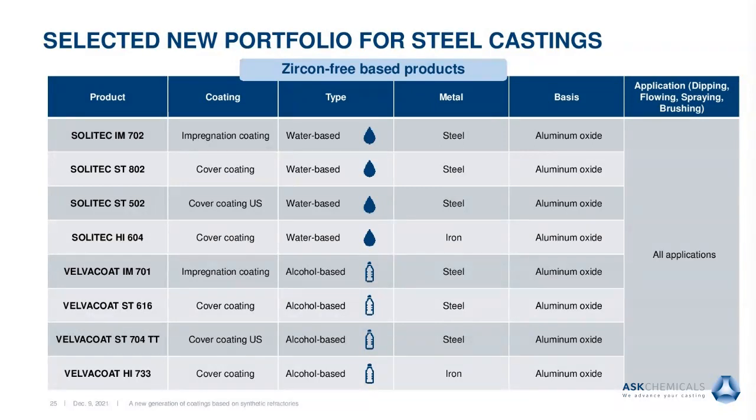We have for heavy iron a zircon-free Solitec HI604, and the alcohol-based coatings are AM701 impregnation coating based on alcohol, the cover coating ST616, and for the States, the ST704TT, and for heavy iron, the Velvacoat HI733.